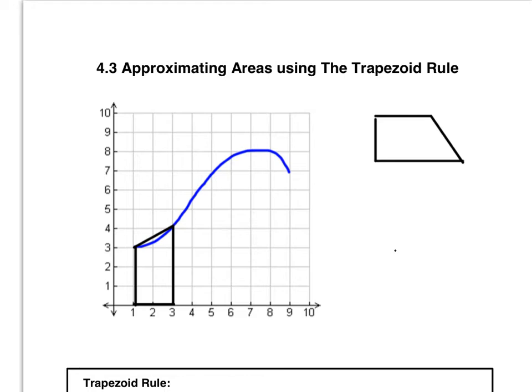Today we're going to be looking at approximating areas under curves using the trapezoid rule. So previously we've been using rectangles to approximate areas under curves. Now we're going to try to make it a little bit more exact by using trapezoids rather than rectangles.